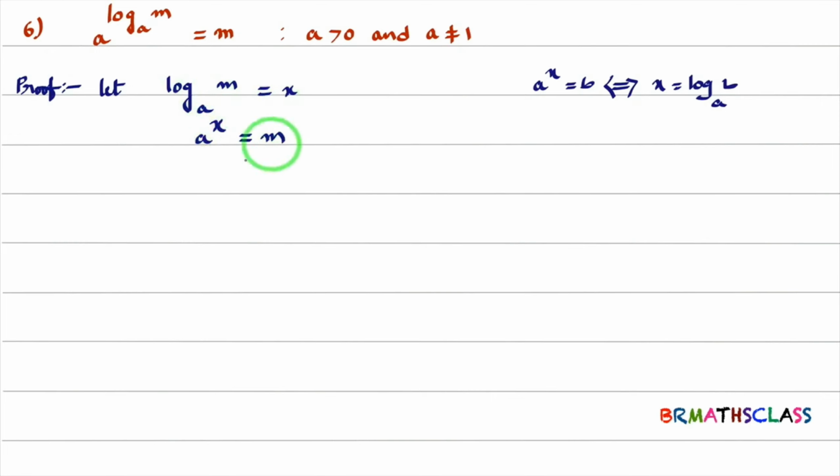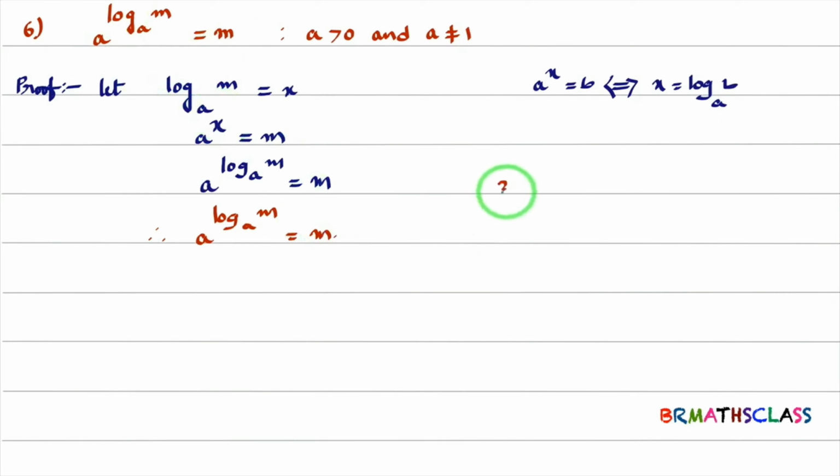That is what we are learning from the beginning of this logarithm chapter. Now you see here a power x. What is x? I considered log m base a as x. So here in place of x, I'll write this. What is that? a power log m base a equal to m. You can observe here, we proved the result. So what did we prove here? We proved that a power log m base a equal to m.